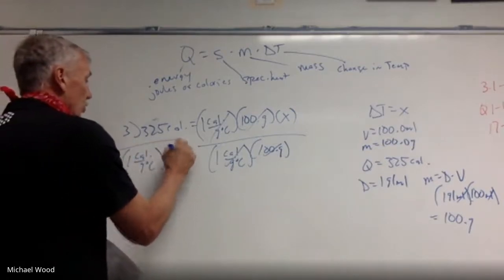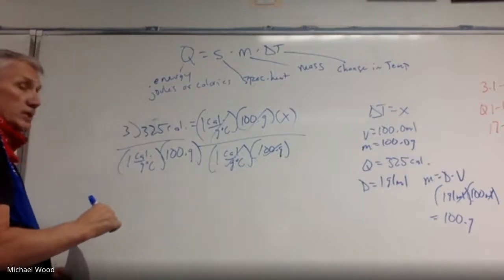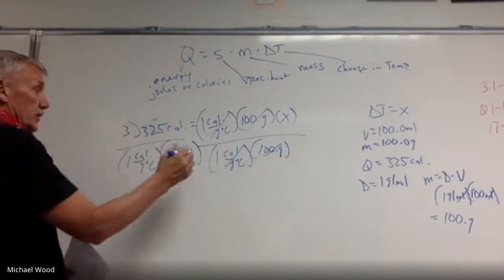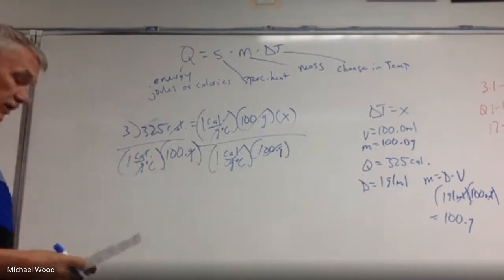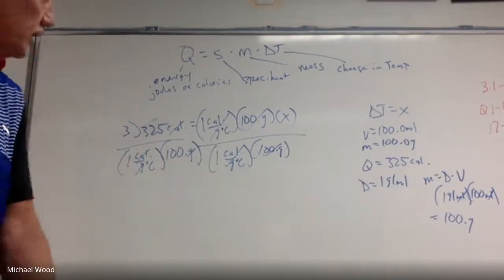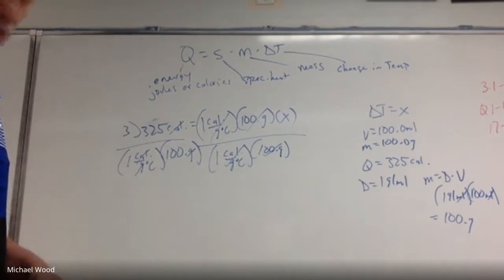And again, this is going to be something you're seeing now, but you're going to see throughout our class: I'm always going to concern myself with the units before I concern myself with the numbers. And that tells me I'm on the right track. So grams cancel out, calories cancel out, and I'm left in degrees Celsius. So if I do this on my calculator, 325 divided by 100 is 3.25.